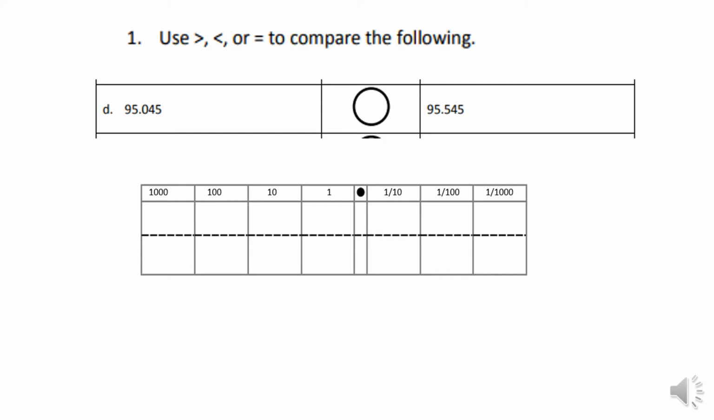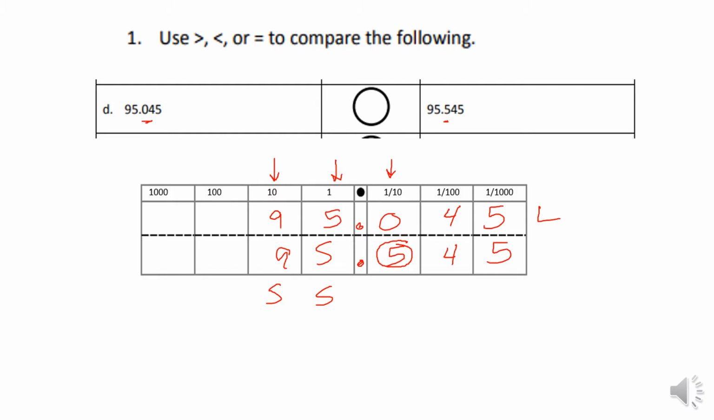Our next one, once again, we're still going to use our place value chart. And I see it's 95 and 45 thousandths. In the bottom, I'm going to put 95 and 545 thousandths. Now, as we go through and look, starting at the left, the tens are the same. The ones place values are the same. When we get to the tenths, that's where they're different. And we can see that the 5 is a larger one, but we're actually comparing this to the 0. So we know that 95 and 45 thousandths is less than 95 and 545 thousandths. So we're going to put the less than in there.